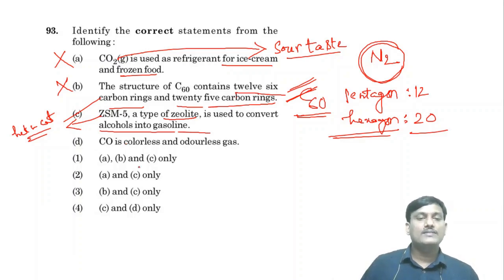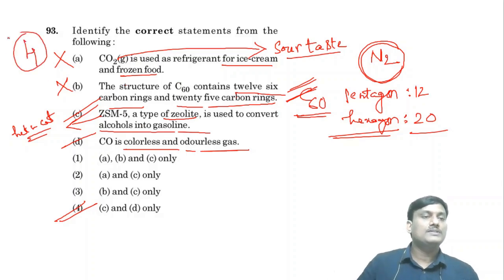And if you take carbon monoxide, it is colorless, this one is true, and also an odorless gas. It's a poisonous gas, but it is a colorless and odorless gas. So both C and D are correct. So which one is the correct option? The correct option is the fourth one. So for 93, what is the option? Fourth one is the correct option.